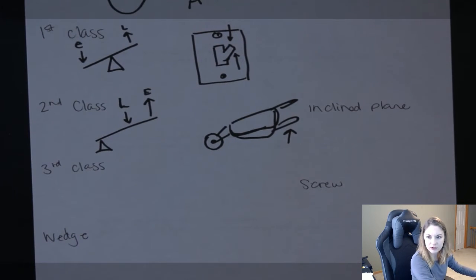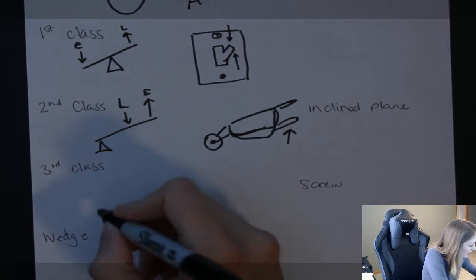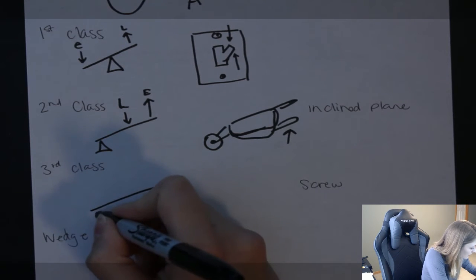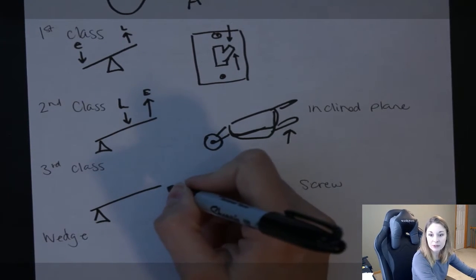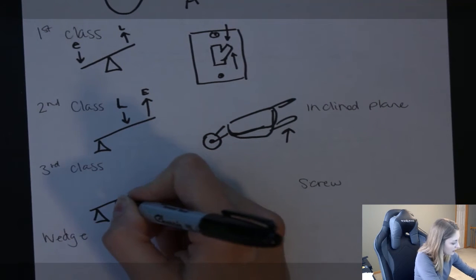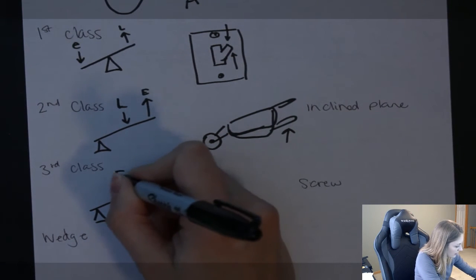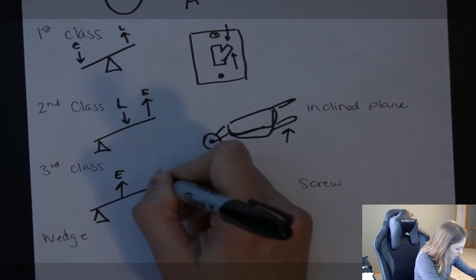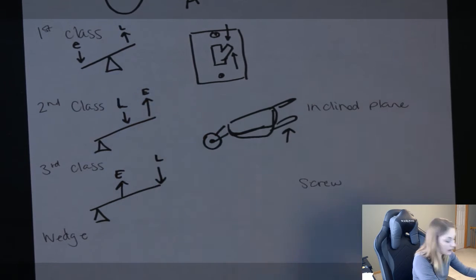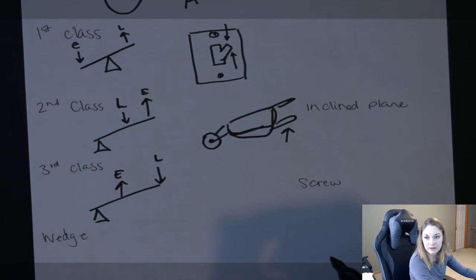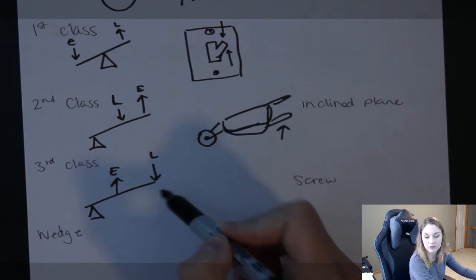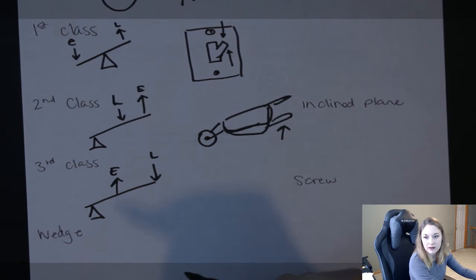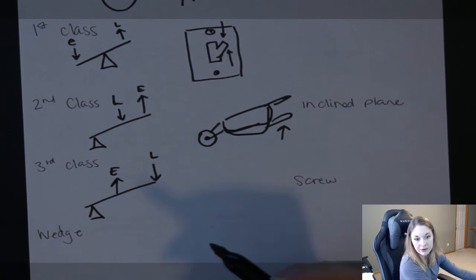Then you get into your third class levers, and your fulcrum is still on the end. However, this time, instead of your effort being on the end, you want your effort in the center. So that could be a little confusing. I'll explain. But your load is going to go on the opposite end. So again, all that changed here is that our effort and load switched positions. So that's the diagram setup.